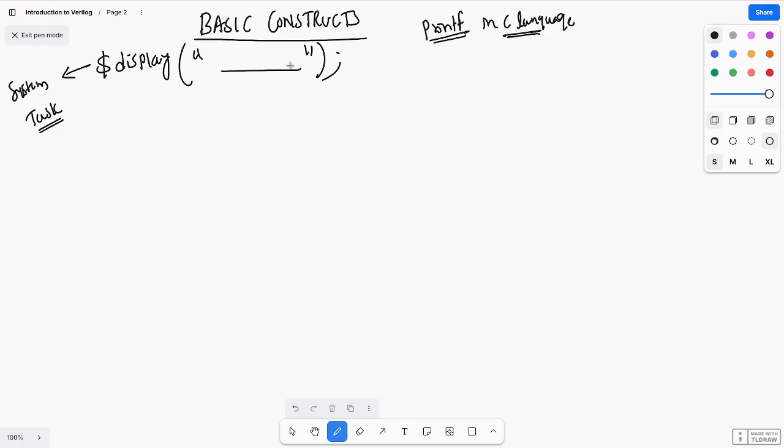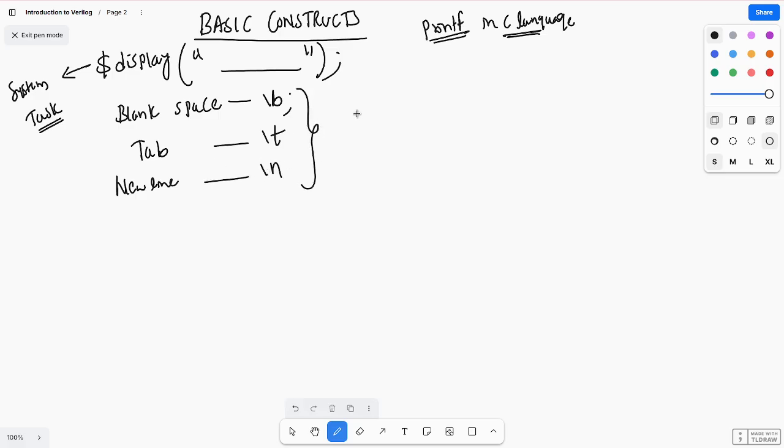In this, there are some escape identifiers. If we want a blank space, we need to include backslash b. If you want a tab, include backslash t. And if you want a new line, include backslash n. These are what we call escape identifiers.